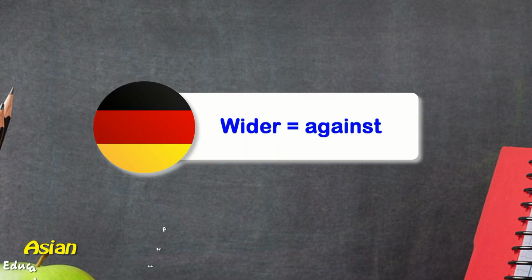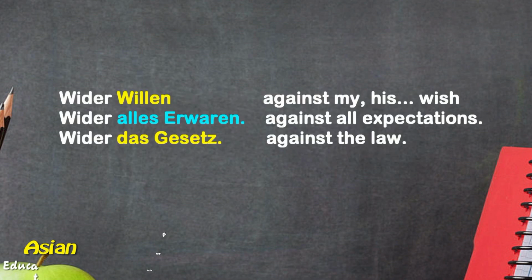Next one is here wider. Wider means against. Here are some phrases. Wider Willen. Against my, his, your wish. Wider alles Erwarten. Against all expectations. And wider das Gesetz. Against the law.